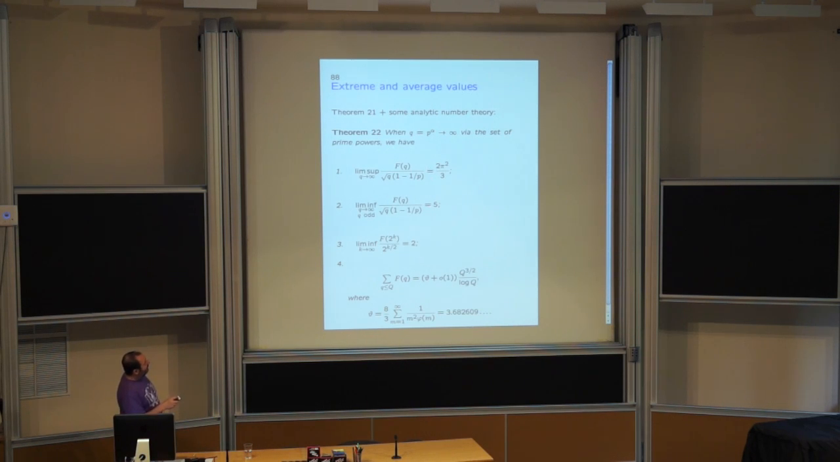So upper and lower limits are like this. This is about 10, 20, so it's about 7 and 5, right? Numerically, something like this. But if Q runs over even powers, namely it's 2 to the k, then the lower limit is 2. And you can also estimate this function on average, which gives you something.